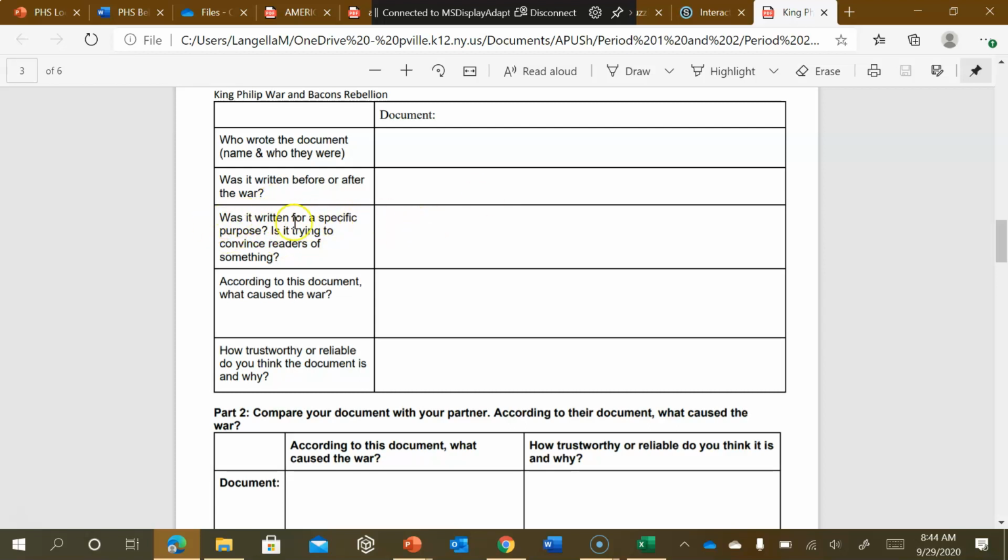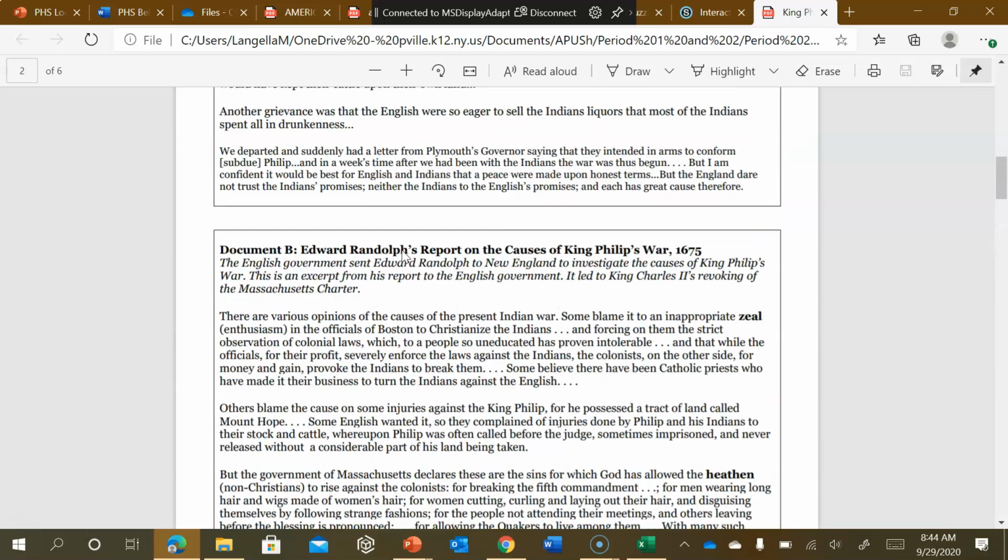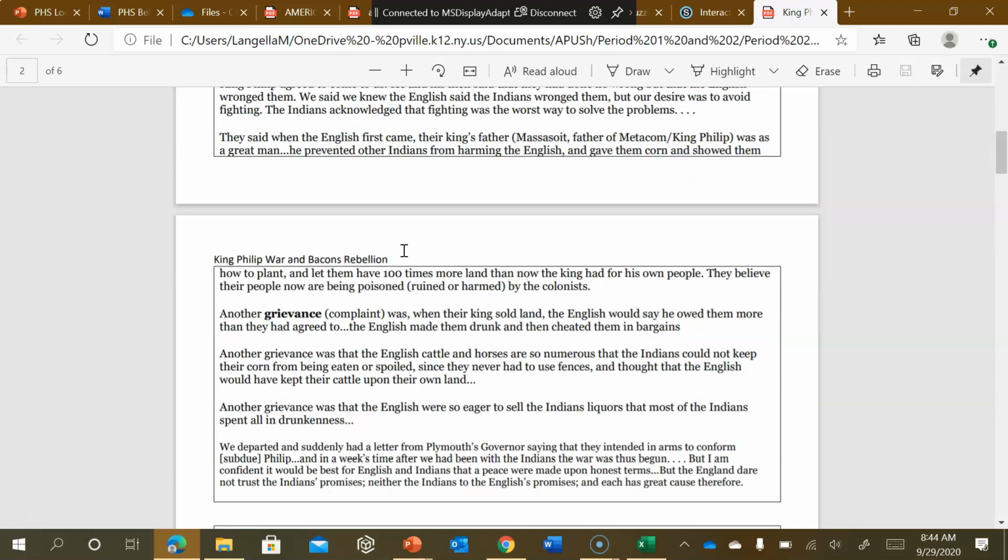Was it written for a specific purpose? Is it trying to convince readers of something? What was it trying to do? What was the purpose of A?